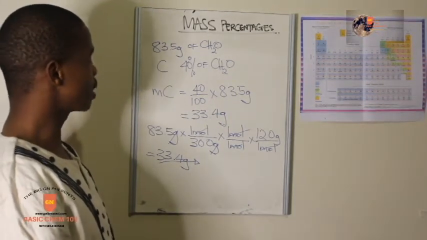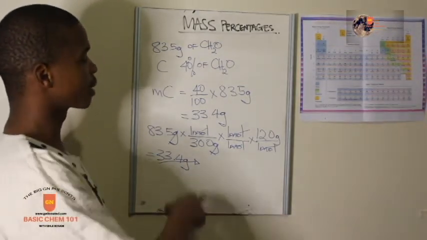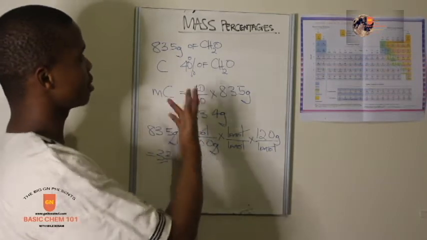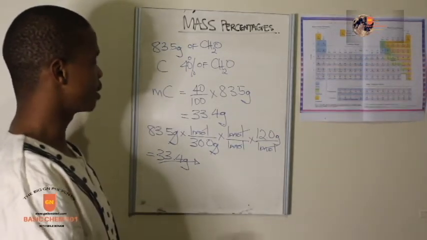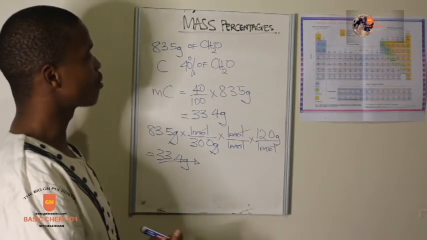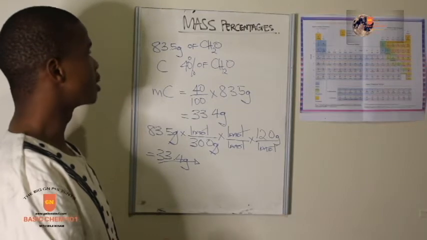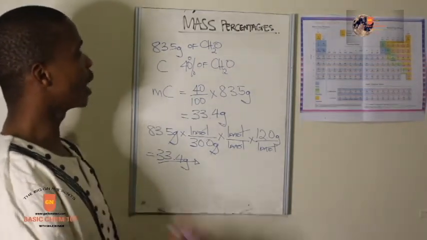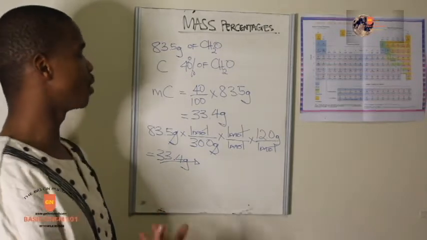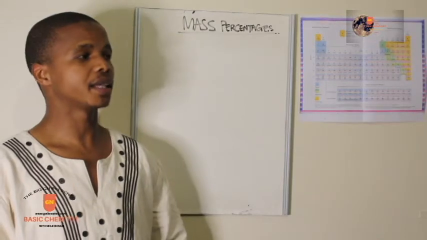We can do the same thing for hydrogen and oxygen. You know the mass percentage of hydrogen in formaldehyde. You know the mass percentage of oxygen in formaldehyde. Therefore, you are able to calculate the mass of hydrogen and the mass of oxygen from formaldehyde.